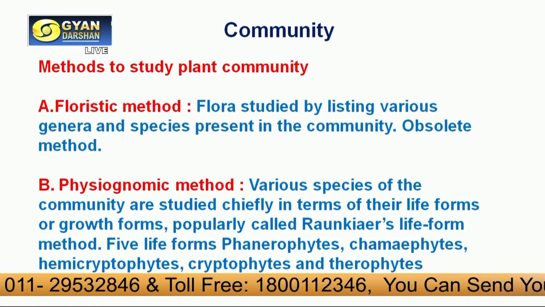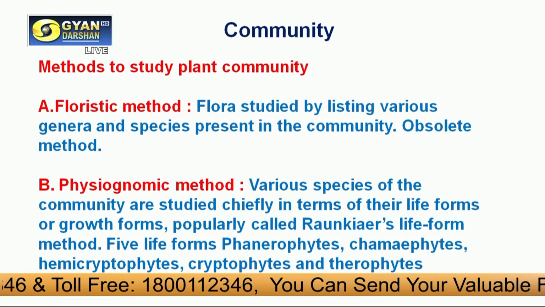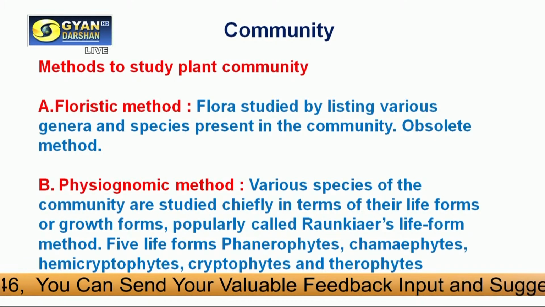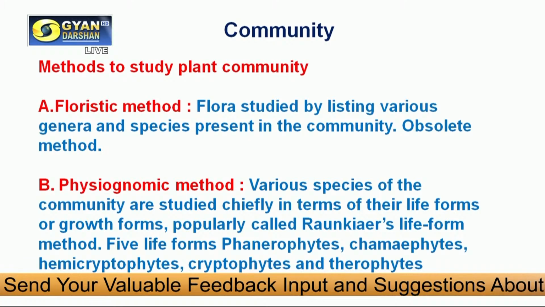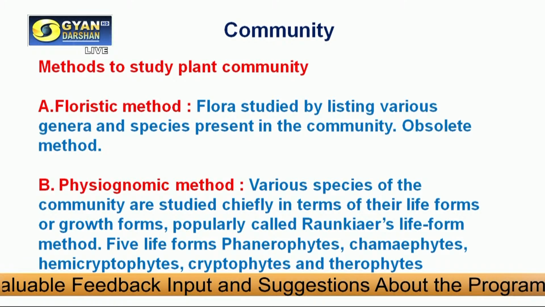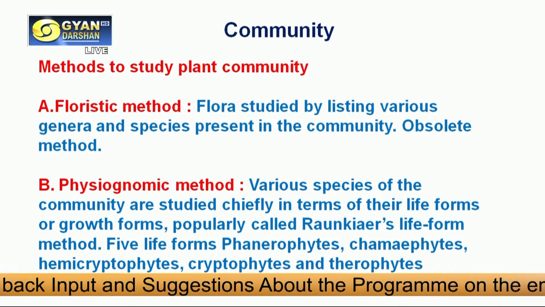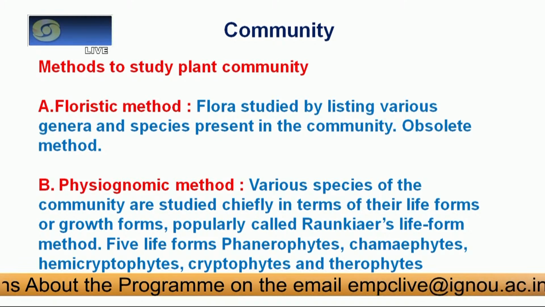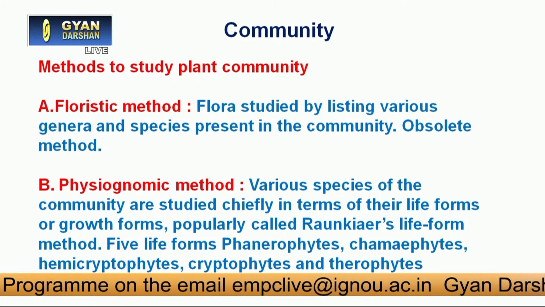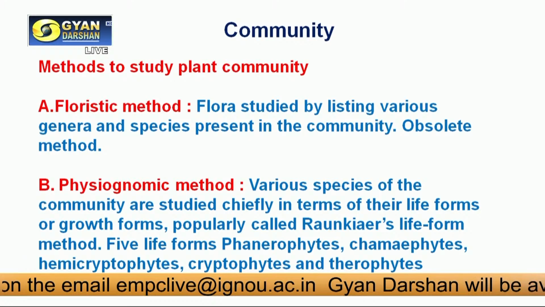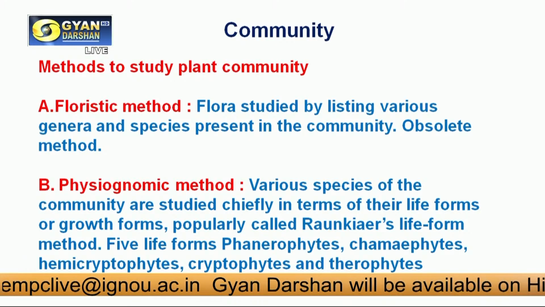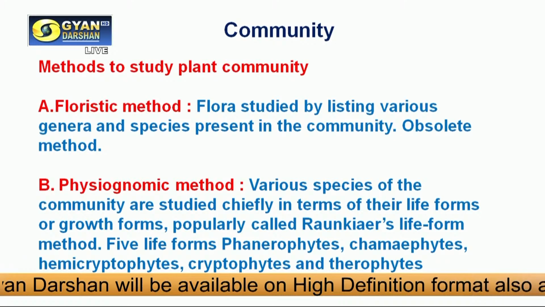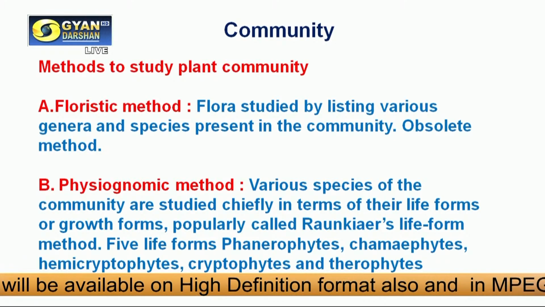So people needed some other methods or techniques. Then came number B, that is the physiognomic method. What is the physiognomic method? This physiognomic method was actually given by a very well-known ecologist called Raunkiaer. And Raunkiaer proposed the concept of life forms. I will come to this concept a little bit later.